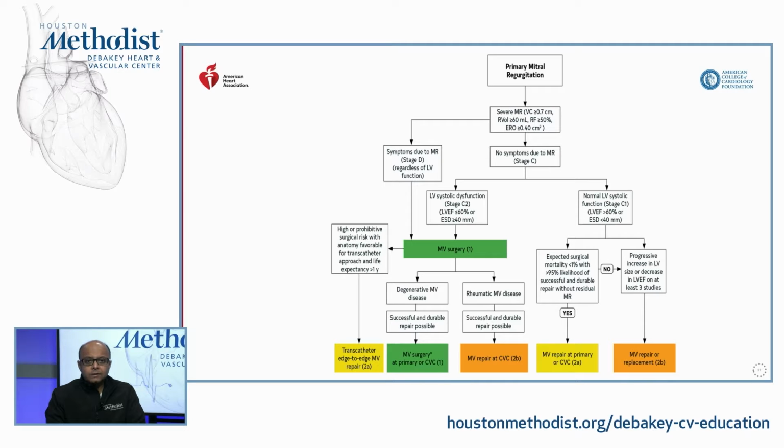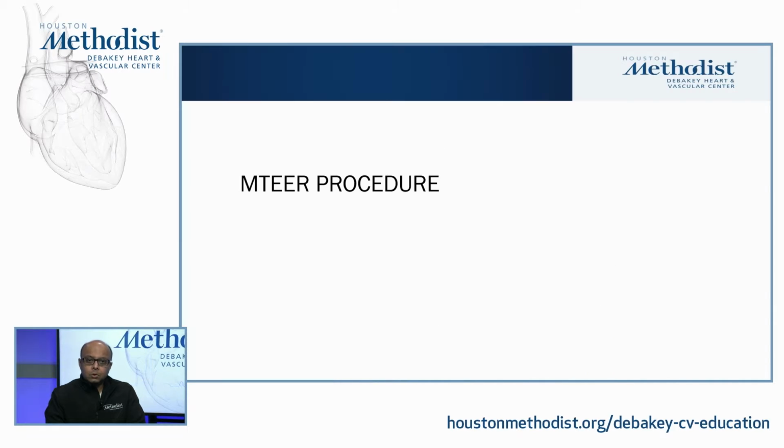However, for high or prohibitive surgical risk patients, as you can see in the left part of this flow chart, the guidelines provide a 2A recommendation for mitral transcatheter edge-to-edge repair, as long as their anatomy is favorable for this procedure. So after looking at all these anatomic characteristics and looking at the patient's clinical situation, it was decided that she was a good candidate for mitral transcatheter edge-to-edge repair.